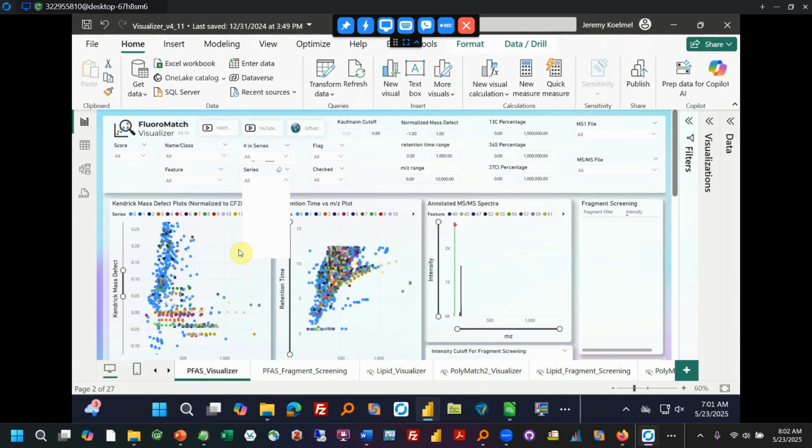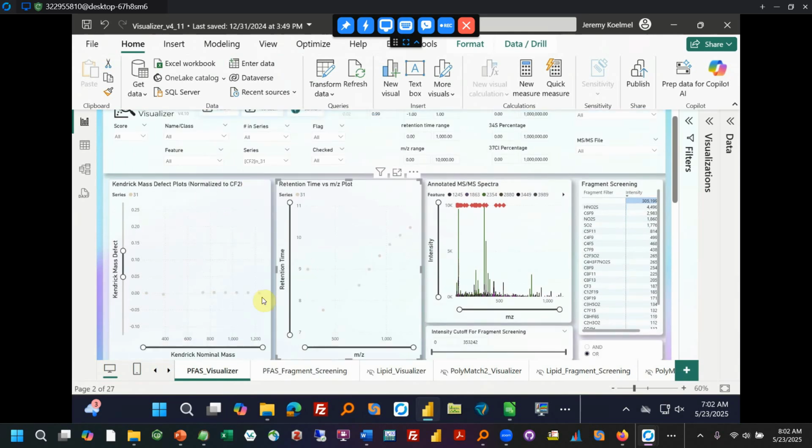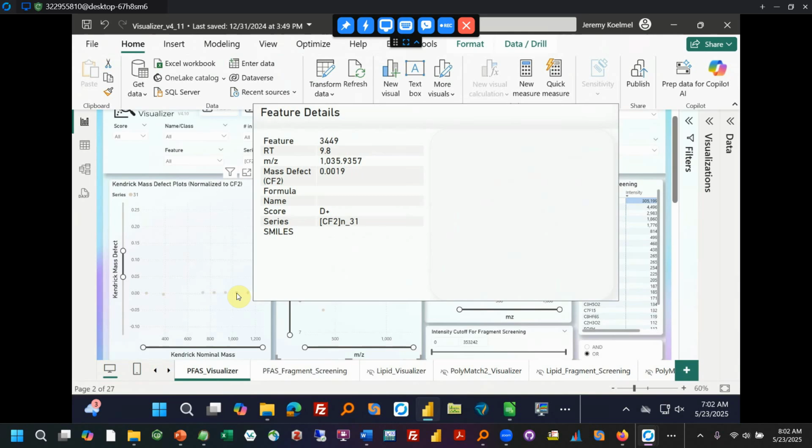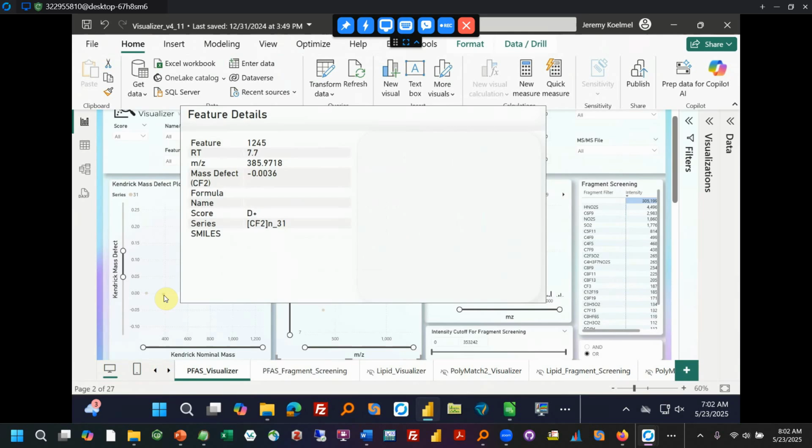You can see all the rich series within this region here. So let's pull out series 31. All right, so this is a D+. It's got a really nice mass defect, pretty close to this line over here, meaning that it's mostly fluorinated, and maybe has some other.